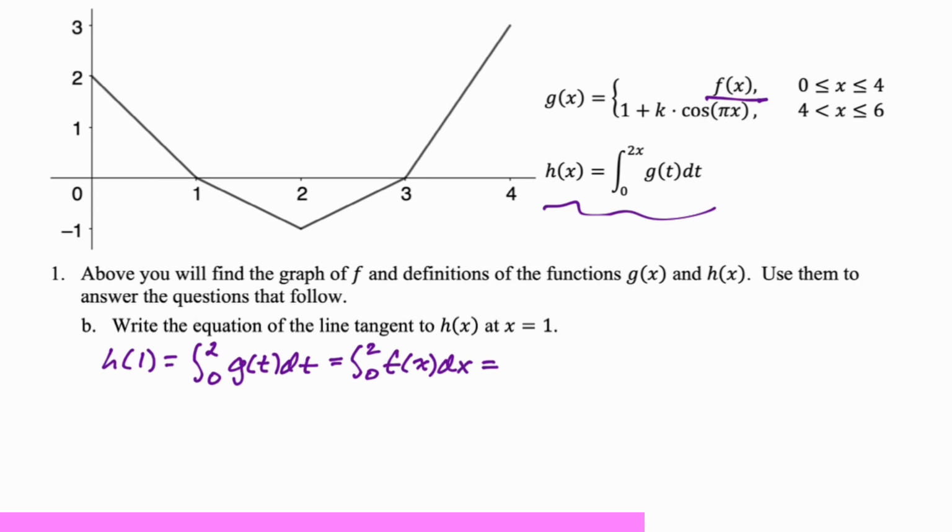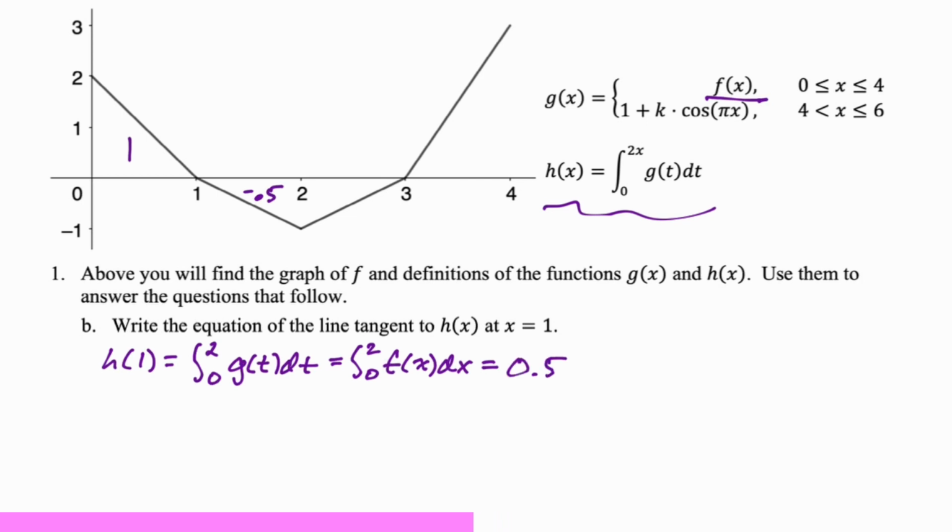So now we'll use the graph to find this. The first part from 0 to 1 is a triangle, base is 1, height is 2, so 1 overall. From 1 to 2, the base is 1, the height is -1, so negative 0.5. So overall we get 1 minus 0.5, so just 0.5.